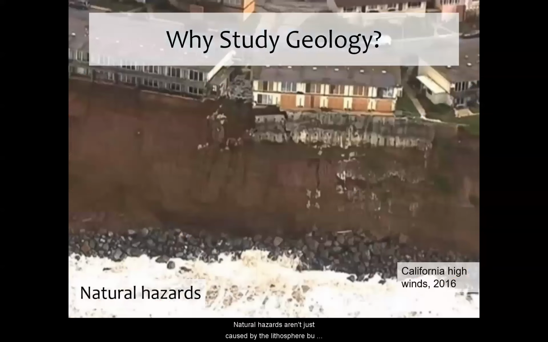Natural hazards aren't just caused by the lithosphere, by things like earthquakes, but they can be affected by things that we don't normally think about as being related to geology, like high winds. So in this situation, we had these high winds in California, this atmospheric phenomenon that affected the hydrosphere. You can see these frothy waves down here because the wind is whipping up these waves, and it caused these cliffs here to erode tens of feet back.